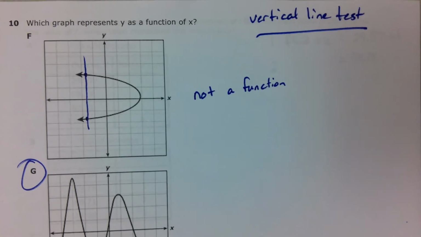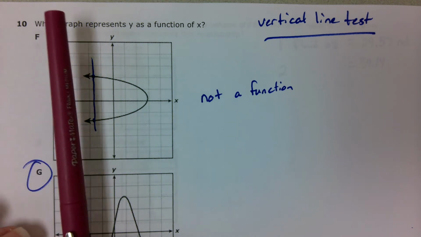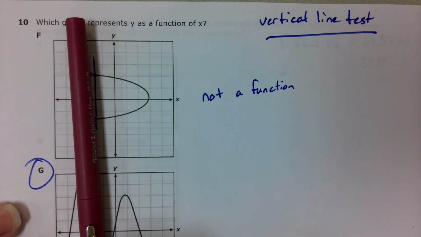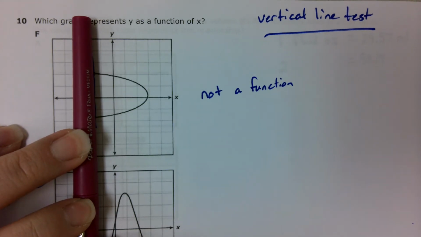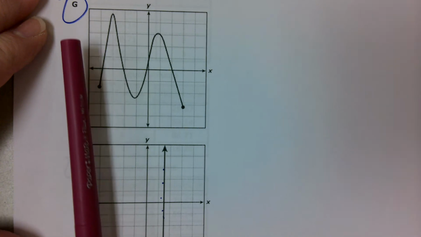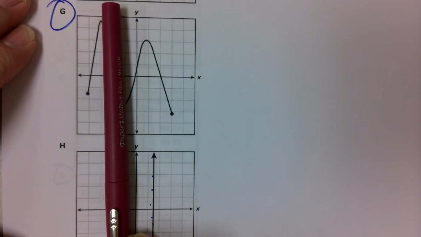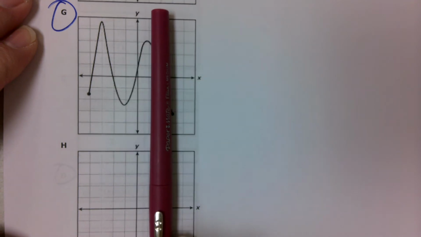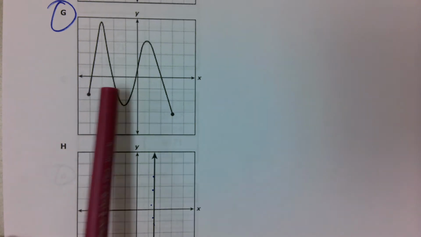Number 10, which graph represents y as a function of x? So I need to do a vertical line test. And if my pencil or pen ever touches the graph in more than one place, it is not a function. So right here, and I've identified that with my drawing, my pen is touching it in 2 places, not a function. G, going across, my pen never touches that graph more than once. So that is a function.